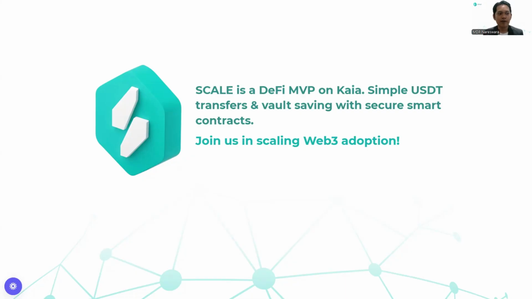It's a DeFi MVP on Kaia, simple USDT transfers and vault saving with secure smart contracts. Decentralized finance is powerful, but for most newcomers it feels intimidating. Even sending stablecoin in this era requires some knowledge that feels complicated. Yet millions of people don't want complexity. They just want two simple things. First, to send money easily, and the second one is to save a little every day.